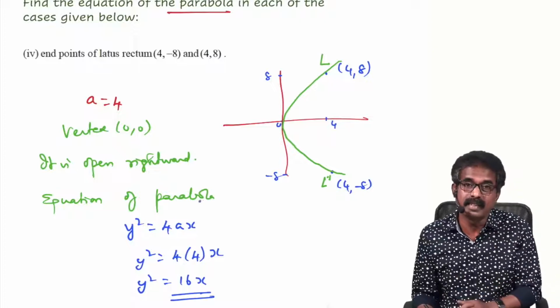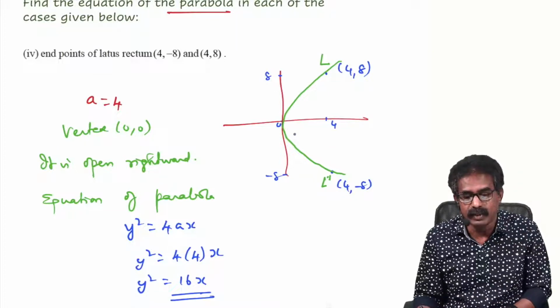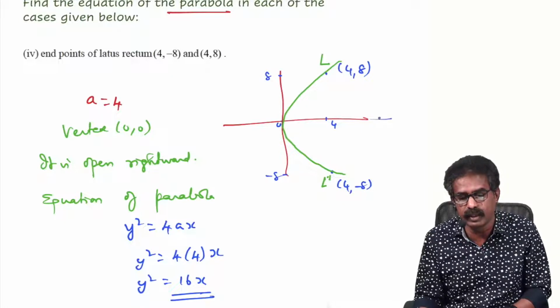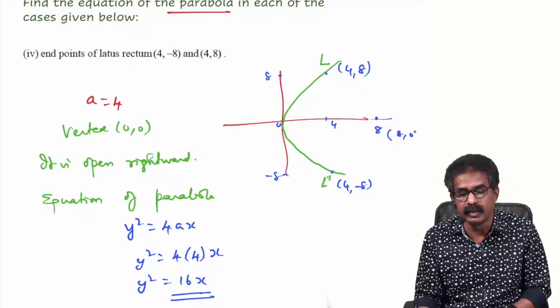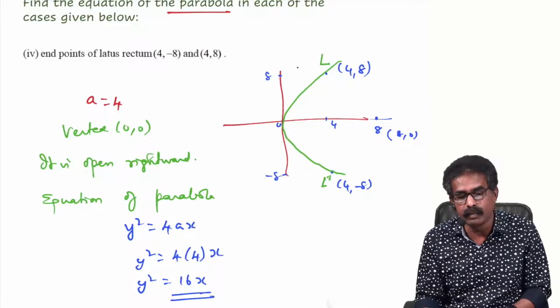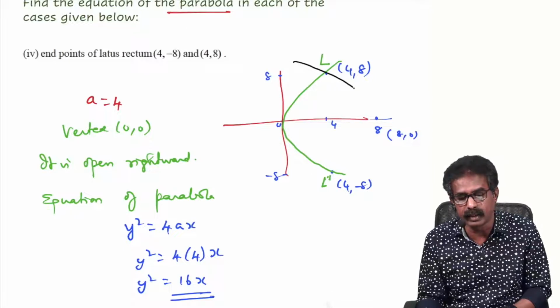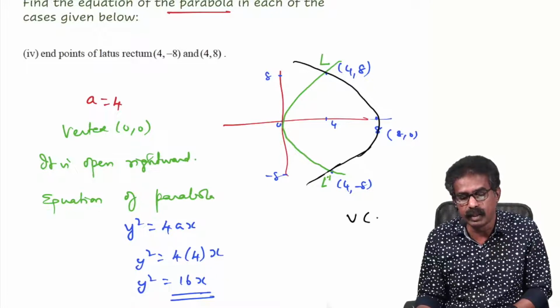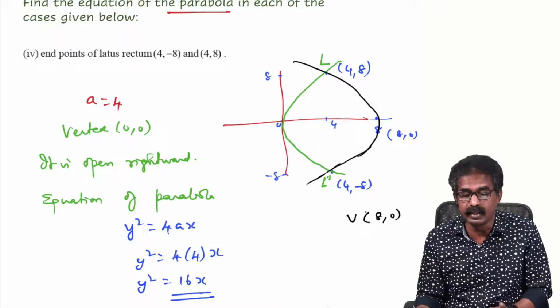In the other case, the vertex will change because the same 4, a value 4, no? So you have to take 4 units here. So 4 plus 4, it should be 8. Then the vertex will be what? (8, 0). Vertex will be (8, 0). And the diagram will be, these are the endpoints of the latus rectum, right? So it will be like this. Then in that case, vertex is what? (8, 0). Vertex is (8, 0).